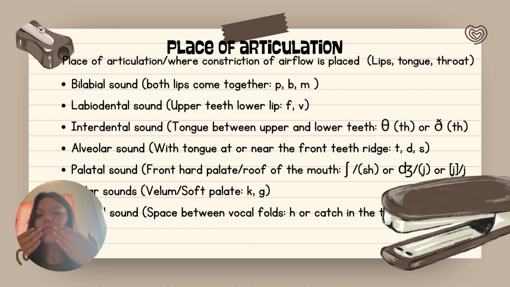Bilabial sounds are when both lips come together to produce a sound, as in p, b, and m. Labiodental sounds are when the upper teeth and lower lip meet, as in f and v. Interdental sounds are when the tongue is in between the upper and lower teeth, as in the phonemes th and th, the.